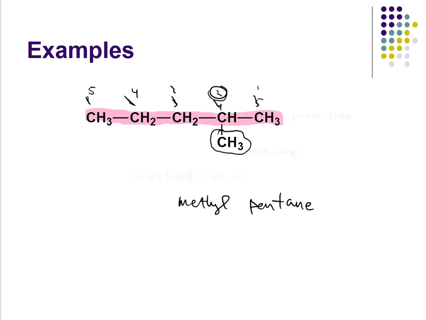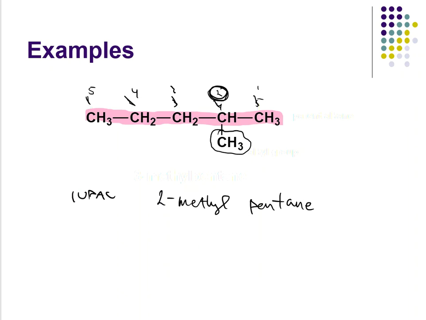So on my second carbon, right here, 1, 2, I have a methyl group. So I put a 2 in front of my methyl, and I write the word pentane. Folks, this is what we call the IUPAC name for this particular compound. This is called 2-methylpentane.